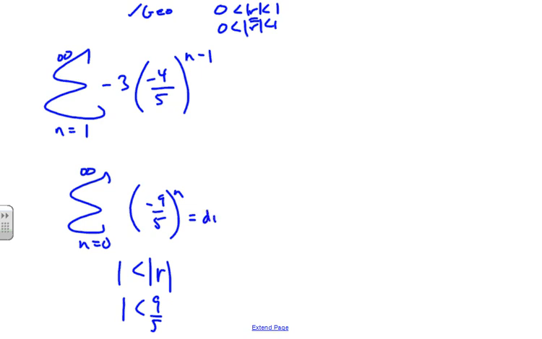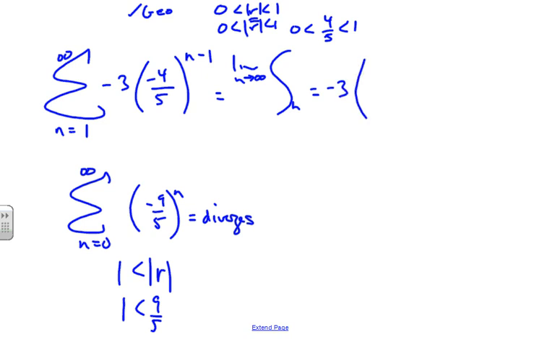So this one diverges. Back to the one at hand, our ratio, the absolute value of negative 4/5 is 4/5, which is definitely less than 1 and greater than 0, so this one does qualify. So we take the limit as n goes to infinity. Our first term, plug in a 1, and we get negative 3. We plug the 1 into the exponent, so 1 minus 1 is 0. Now you use not the absolute value, but the actual ratio, so we have negative 4/5 to the n over 1 minus negative 4/5. You do want to do it this way.